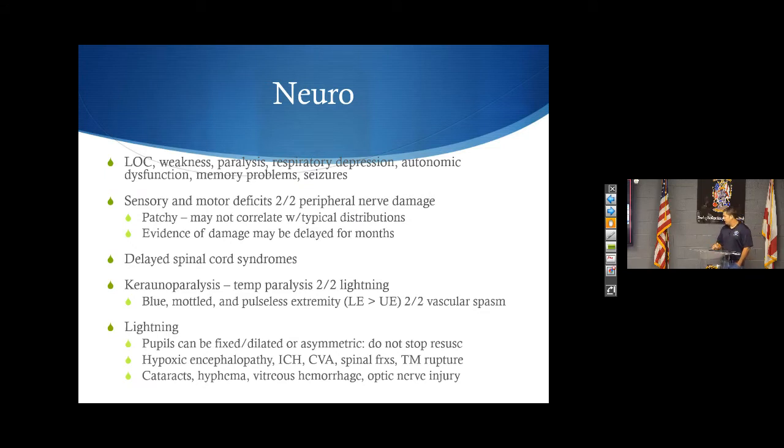With lightning, when you assess the patient, their pupils can be fixed and dilated or even asymmetric. Don't base your assessment on the fact that, okay, they're not breathing, they've got fixed dilated pupils, I don't detect a heartbeat. All right, go ahead and resuscitate these patients. They can suffer from hypoxic encephalopathy, intracranial hemorrhage, stroke, spinal fractures, tympanic membrane ruptures. Okay, they can develop cataracts, hyphemas, vitreous hemorrhage, optic nerve injury. These are all injuries within the eye.